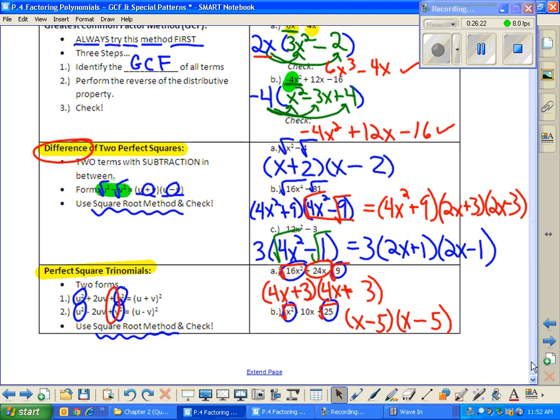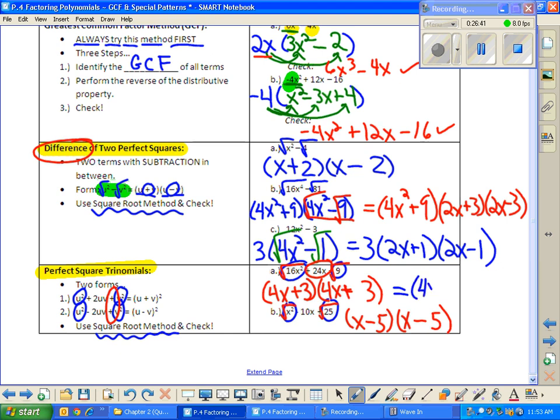One last thing before I cut you loose on some closing examples. 4x plus 3 times 4x plus 3. We never really write it like that because we're big kids and we know better. Anybody know a nicer way to say that? Nikki.